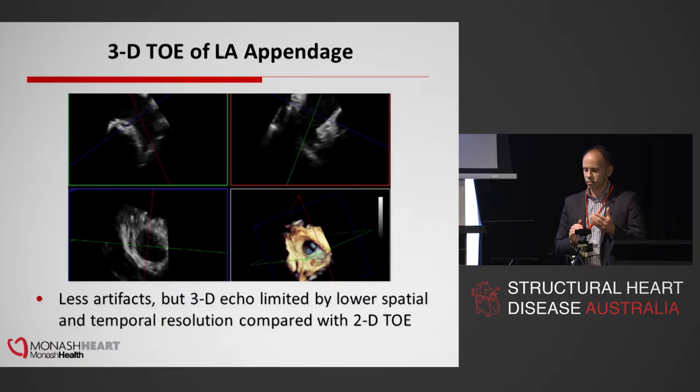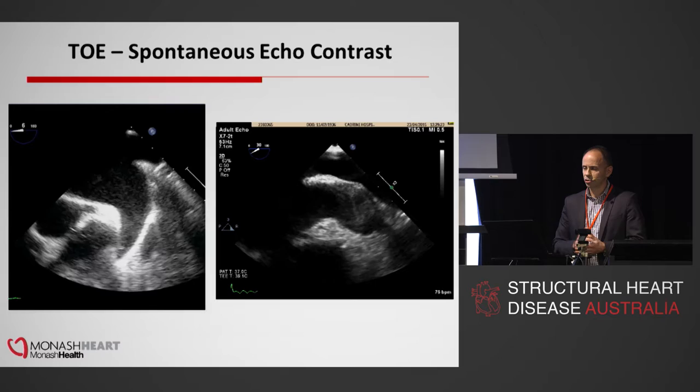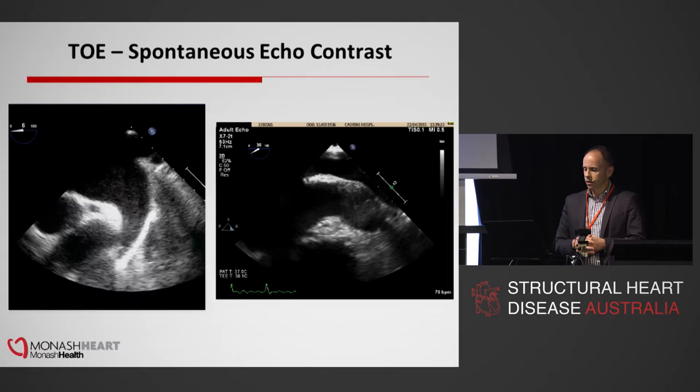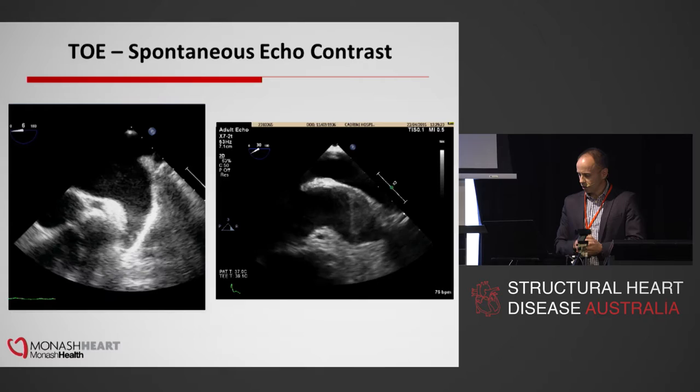I mentioned spontaneous echo contrast earlier. On the left panel is a mild example and a more severe example on the right, where that aggregate of blood cells gives us those slow-moving echo reflections, which can become more of a jelly-like structure and difficult to differentiate from thrombus in severe cases.